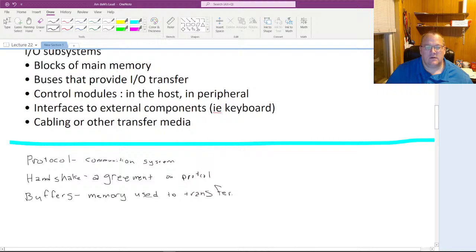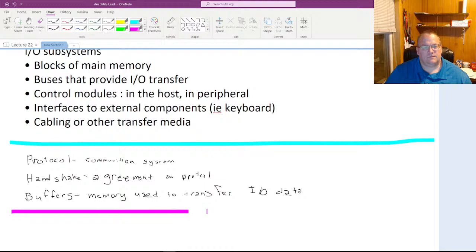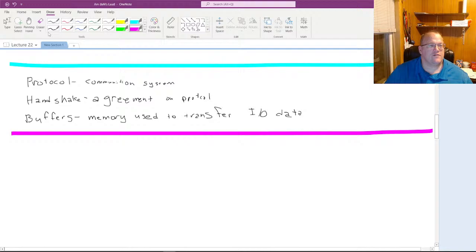I'm going to say I/O data here. Okay, it's a couple terms, although I don't know that I'll use them too much. All right, my purple here. Oh, what do I, 1, 2, 3, 4, I have 5 different ones. So we'll go over those 5.